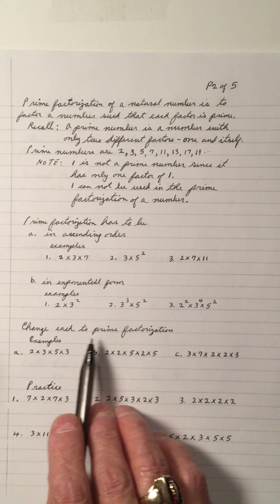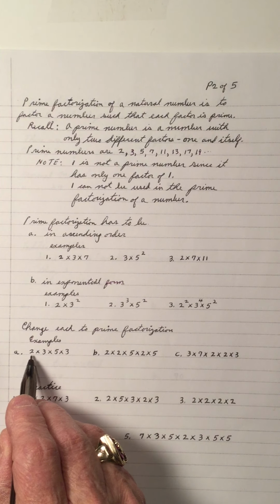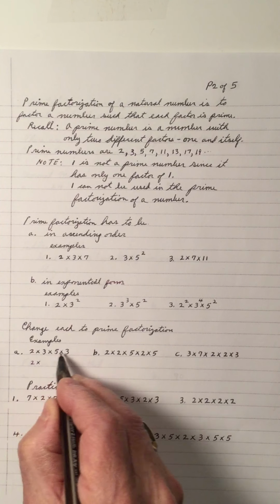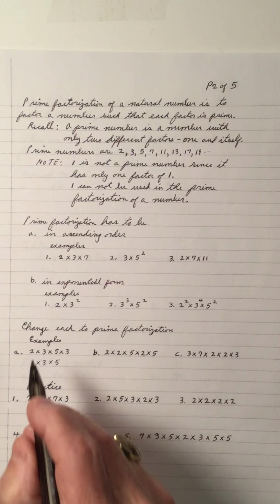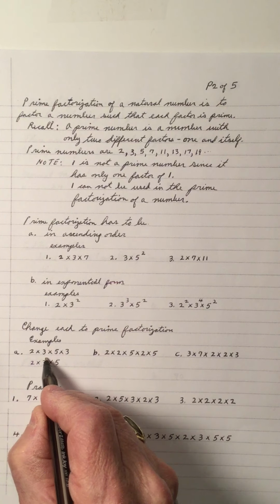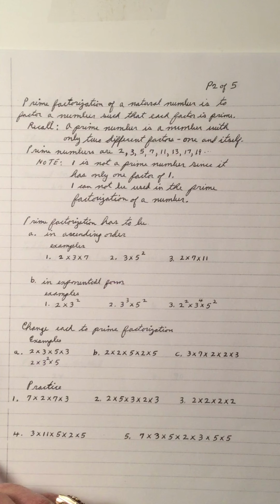Let's change to prime factorization. So if we look at A, we see a 2. I see a 3 as a factor. I see 5 as a factor. The 2 has only a 1. The 3 has 1, 2. There's two 3s. And there's only one 5.